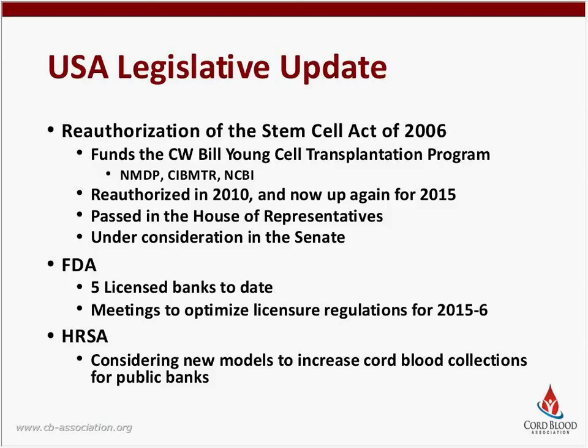You know through the U.S. FDA that there are 5 licensed banks to date and a few others applying for licensure, and we hope to continue meetings with the FDA to optimize the licensure regulations over the next year, and also to start to consider what it might look like if private and hybrid family banks were regulated. And we believe that's important because when autologous and related tissues and cord blood are used for regenerative medicine therapies, they need to be qualified in order to be used by the therapists and manufacturers who will be making products and administering these therapies.